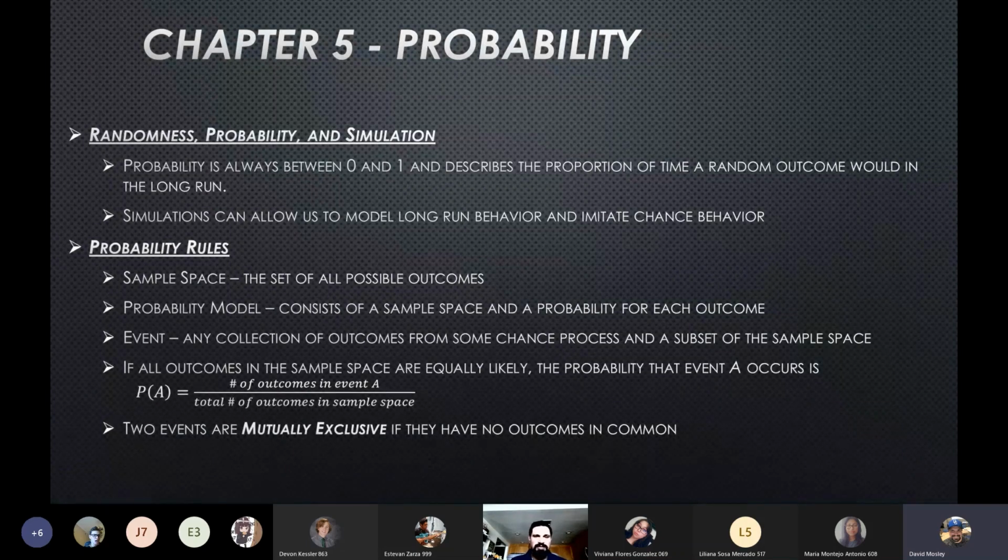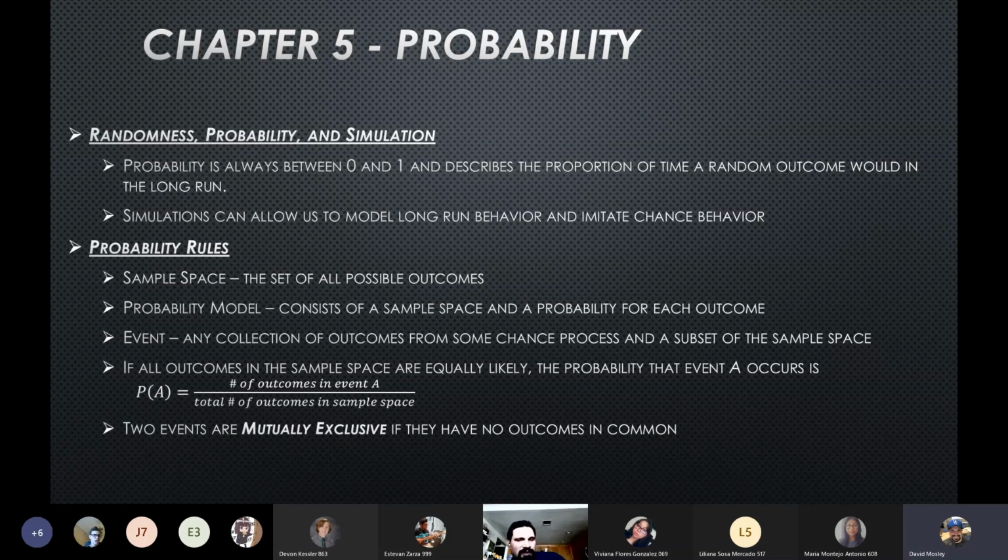If all outcomes in the sample space are equally likely, which is the case when we roll 2 dice and we get one of those 36 outcomes, they're equally likely because the dice are fair. The probability that event A occurs is the number of outcomes in event A, in other words, the number of combinations on the dice that result in a sum less than or equal to 6, divided by the total number of outcomes in the sample space, 36.